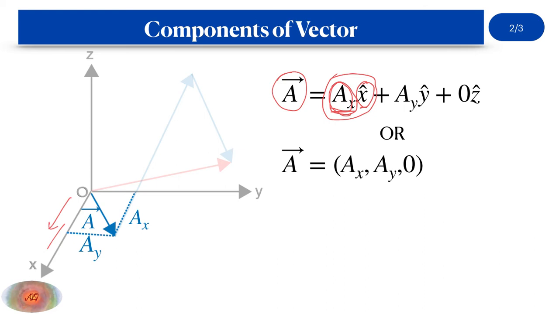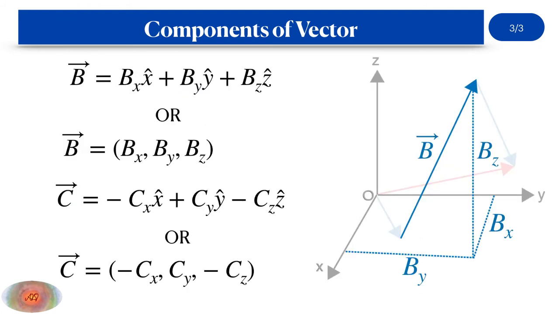Similarly, along the positive y direction, that is represented by this unit vector y cap, the length of the A is A_y. But along the z direction, since there is no movement, the z component is 0. So in this way we can write the A vector. Otherwise we can write the A vector as shown over here using this parenthesis.